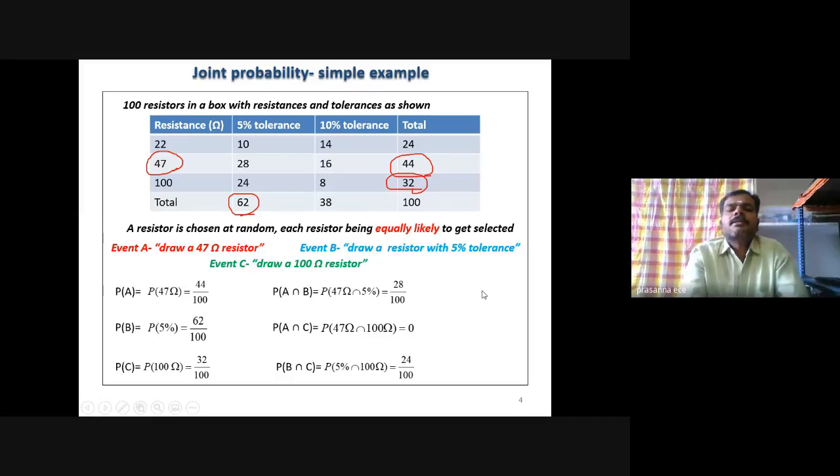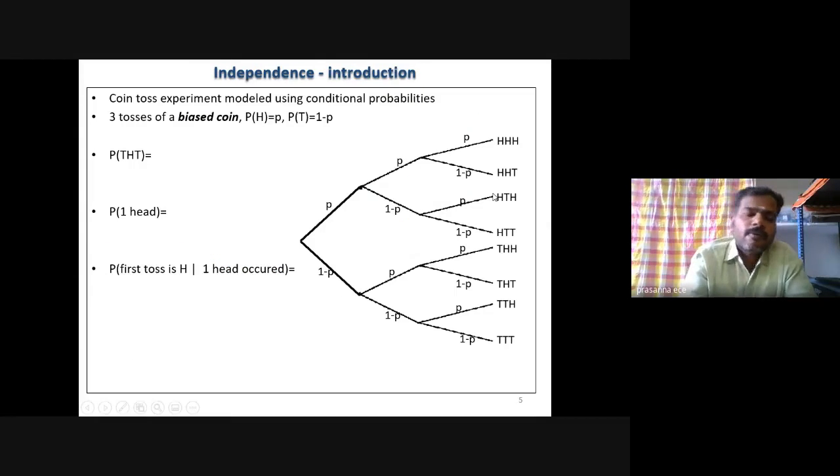So this is a simple example to illustrate what joint probability is. It is a term used in describing the probability of events which overlap in the sample space. Now we move on to the important concept of today, that is independence. Before we define independence, we'll have a small example problem in which we use all the skills developed in studying the Bayes rule.